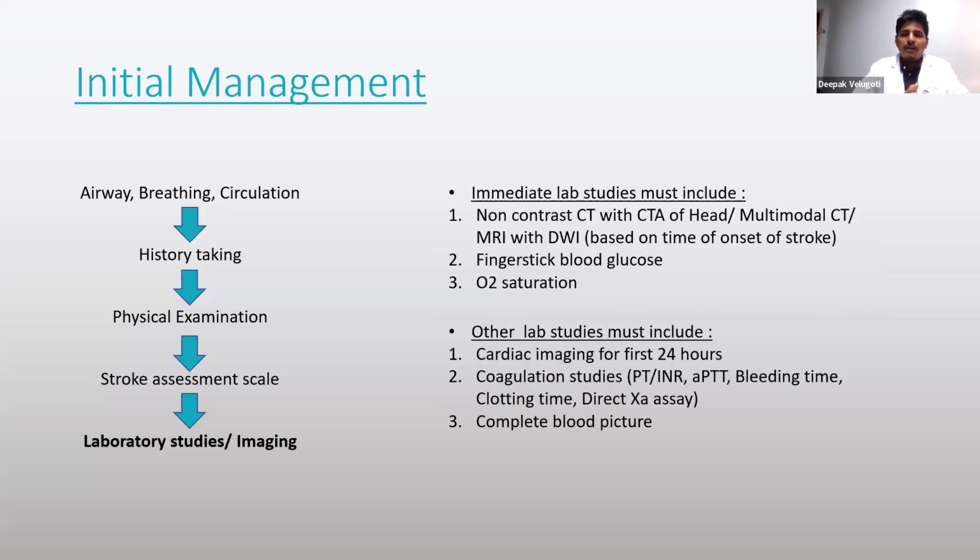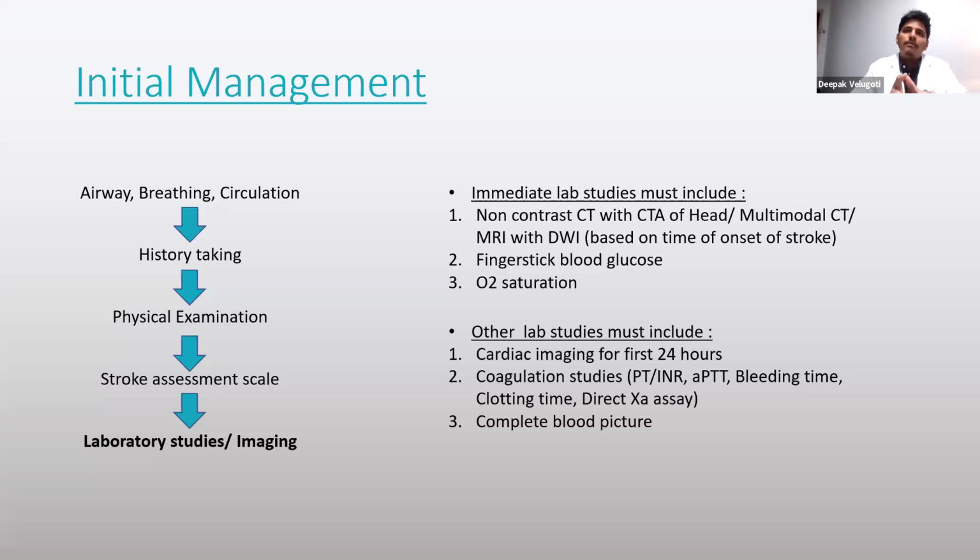And we have to send some immediate lab studies to identify stroke, such as non-contrast CT of the head within the first 4.5 hours after the onset of the stroke. And if the patient history doesn't mention any time of onset of stroke, we can go for MRI with diffusion weighted imaging that can give us a proper timing of when the stroke happened.